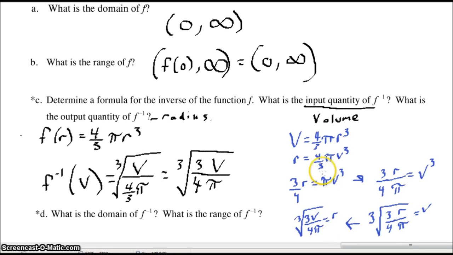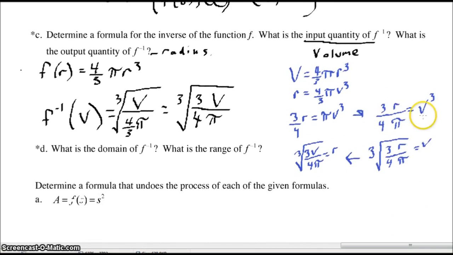Probably a better way to do this would just be to not swap those. That's kind of a weird thing. Yeah, I don't know if that's a good idea. Or you could just think of undoing the function.